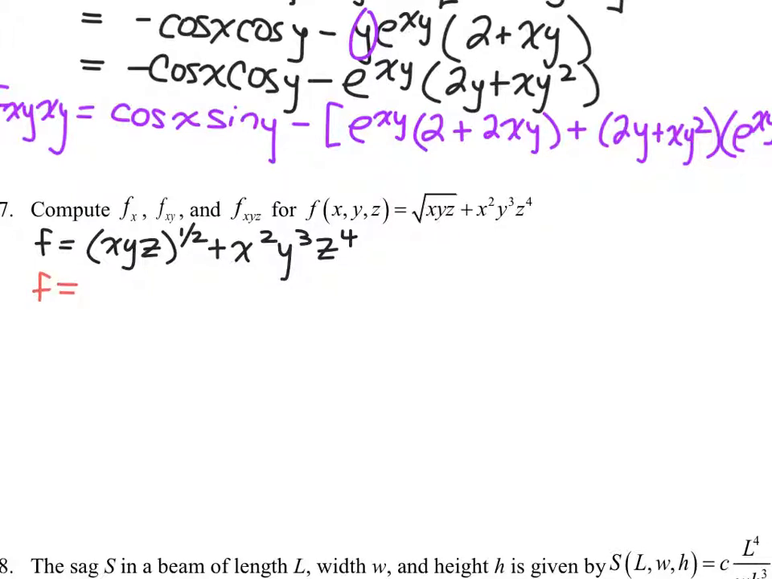Well, x is tucked inside another function, so it's chain rule. So 1/2 xyz to the negative 1/2 times the derivative on the inside. Now the derivative on the inside is only related to the x. Everything else is treated as constant. So the derivative of x would be 1. For the square roots and stuff, can't you take the x and the y and the z out? You could. So the derivative of x, y, z would just be yz because x goes to 1.